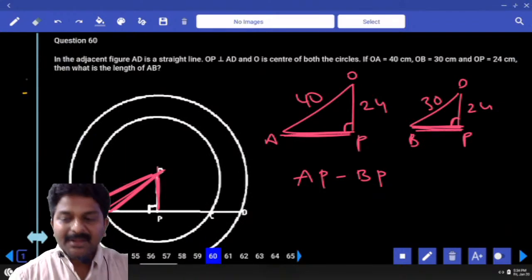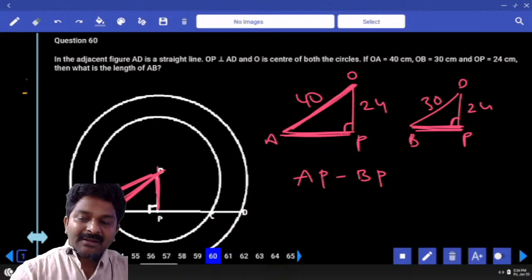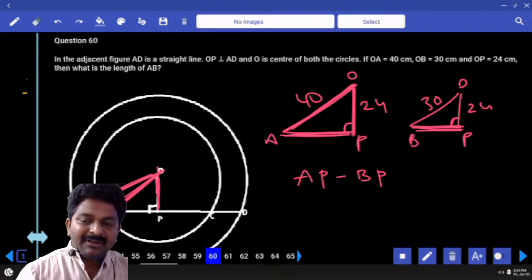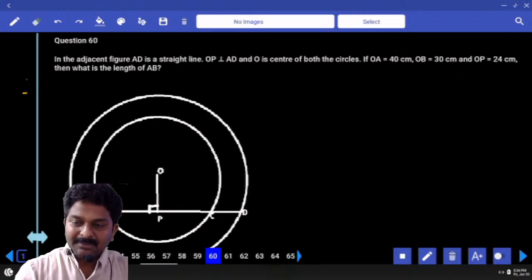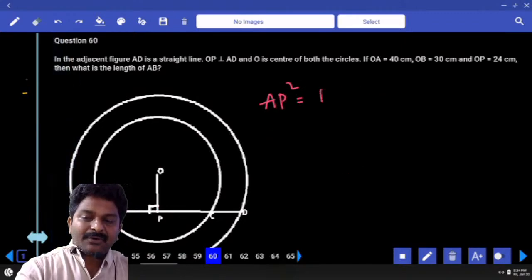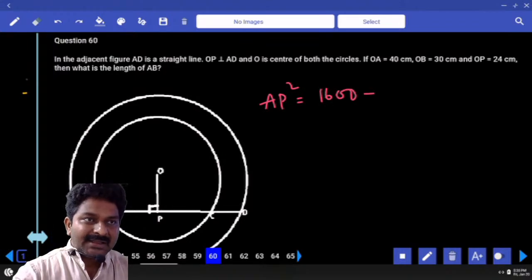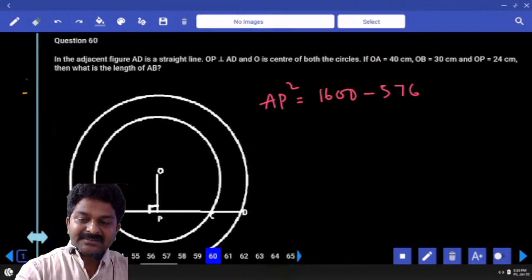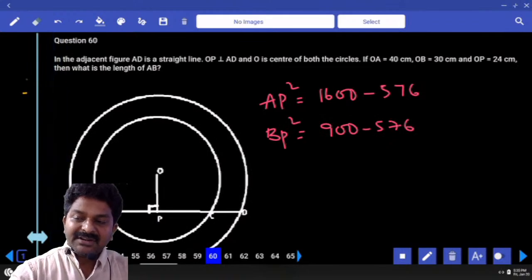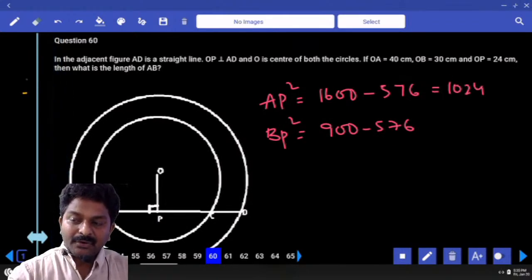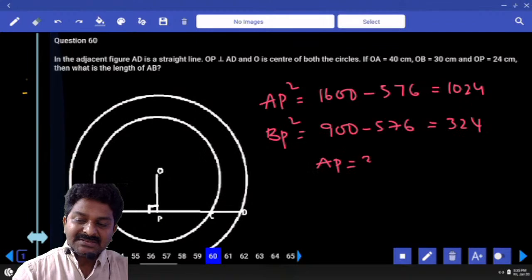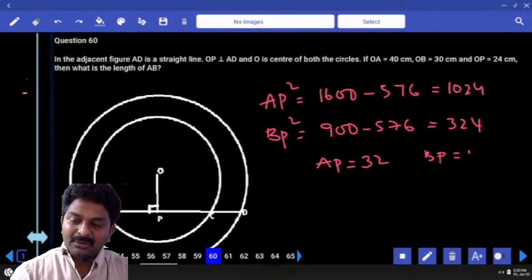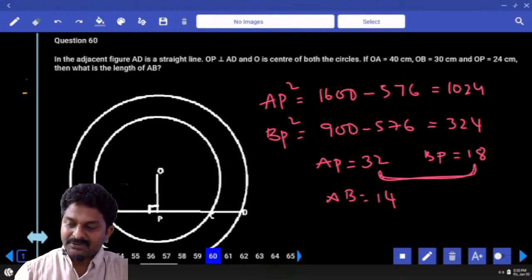Hypotenuse square minus opposite side square will give you adjacent side square. So AP square is equal to 40 square, 1600, minus 24 square, 576. BP square is equal to 30 square, which is 900, minus 576. This is 1024, this is 324. From this we can say AP is equal to 32, BP is equal to 18. To get AB, we just need to take the difference of these two numbers, which is 14.